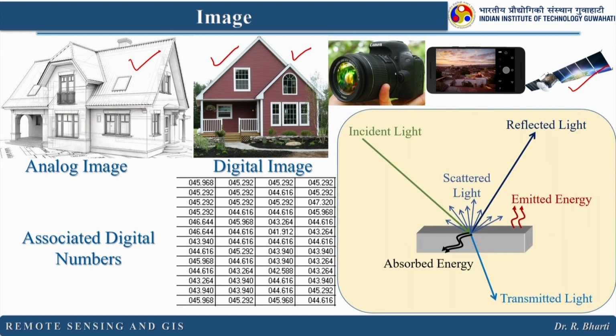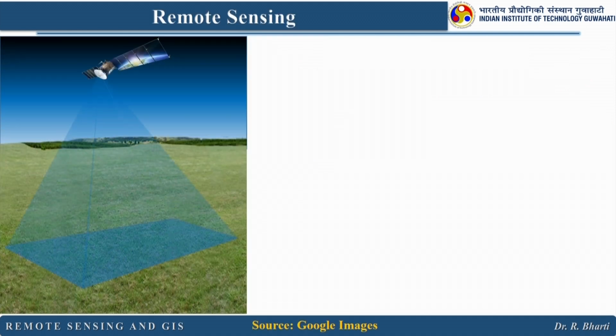And here this is the fundamental of interaction of light with matter. Here you can see the incident light is falling on this surface, and then it gets reflected, emitted, absorbed, transmitted or scattered. This is the fundamental of remote sensing, how we capture these images.